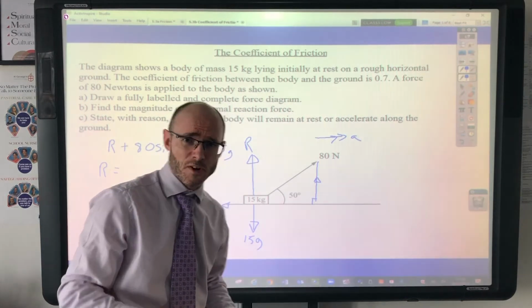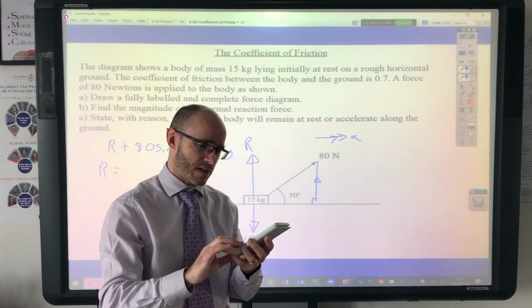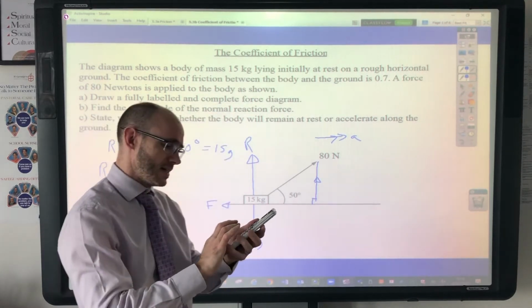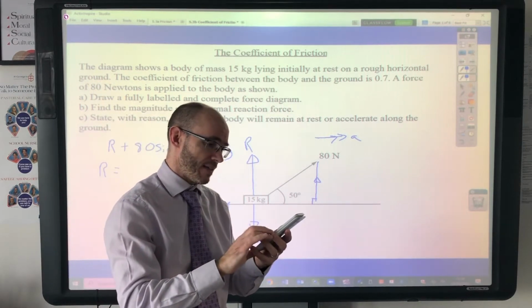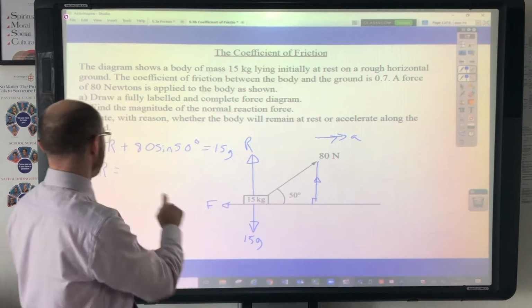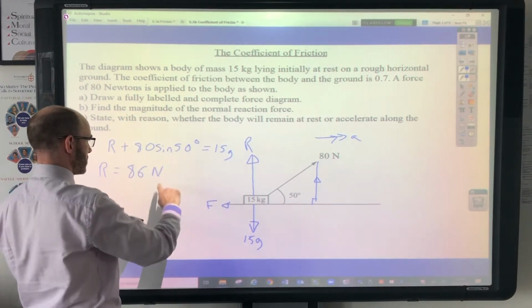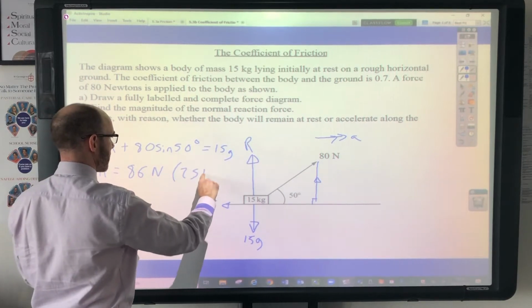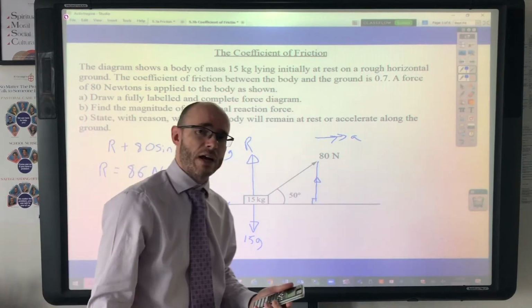Because radians is the preferred. Let's start again. 15 times 9.8, okay, 147, subtract 80 sine 50 degrees. And that gives me 85.7. So let's put it as 86 newtons to two significant figures, shall we? So that's the magnitude of the normal reaction force.